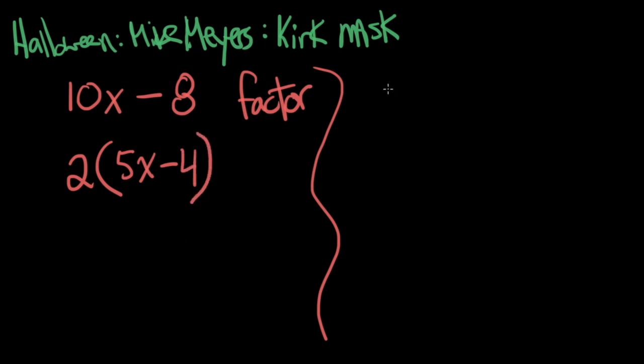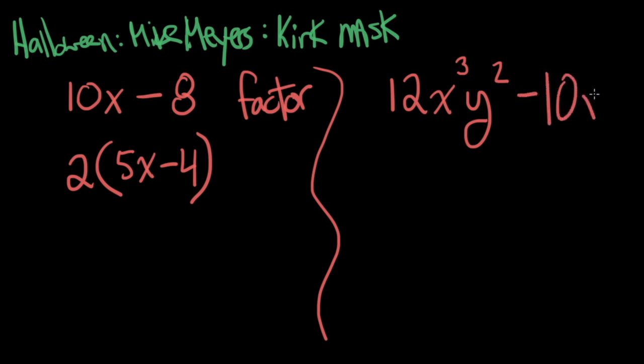Now, make this a little bit harder. Let's say you had 12. Let's make it really hard. Sure. x to the third, y to the second, take away 10 x to the second, y to the third. See what I did there? Crazy. Okay.